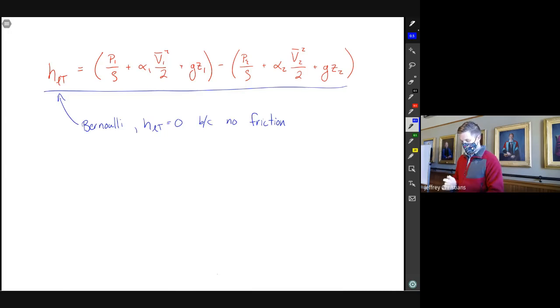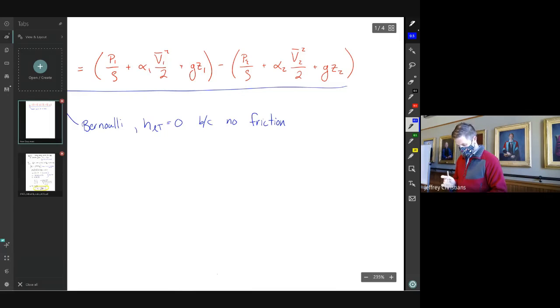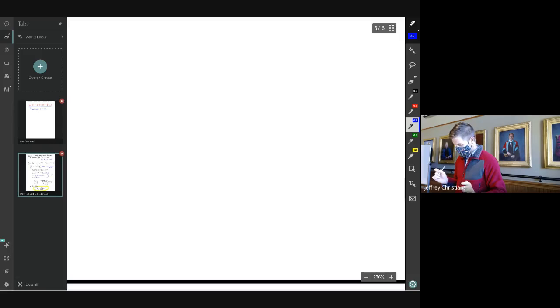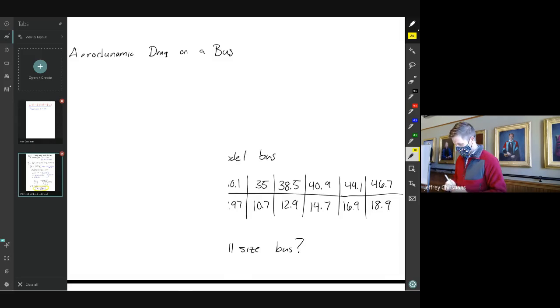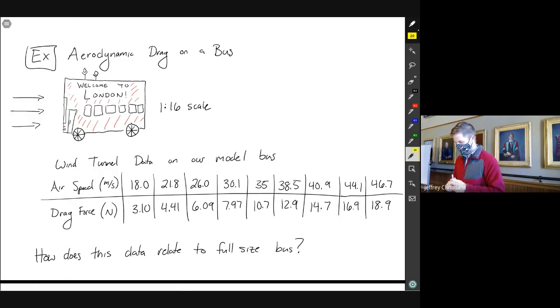Okay. We were talking about last time, which was quite some time ago, all the way back on Monday. We were talking about this bus, and I was told that my bus model wasn't very good. So here's my new and improved model bus. It is a 1/16 scale double-decker London bus. A very good drawing, I might add.